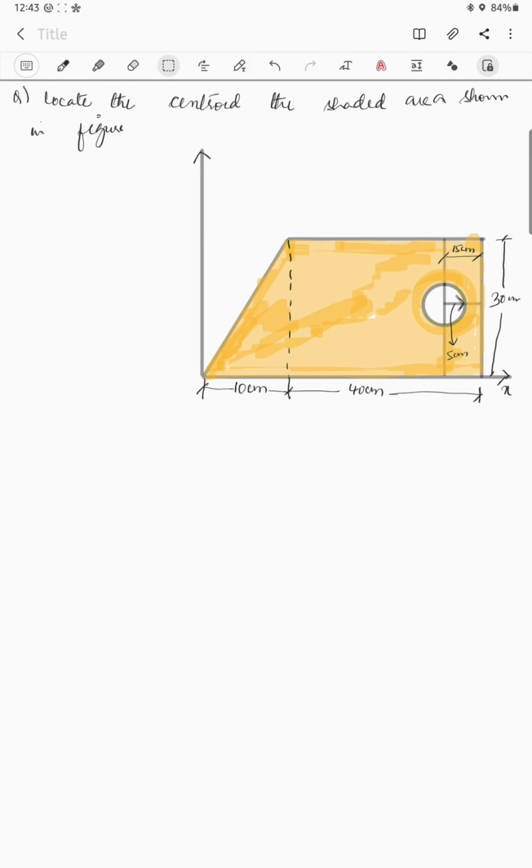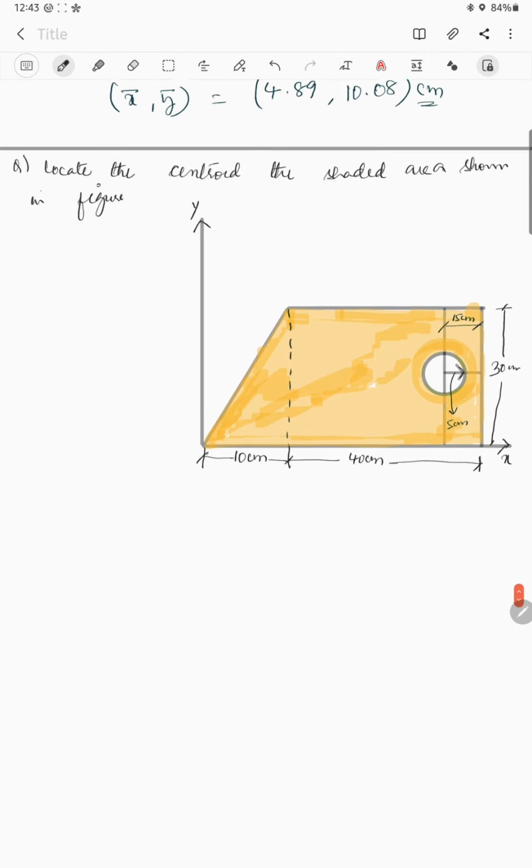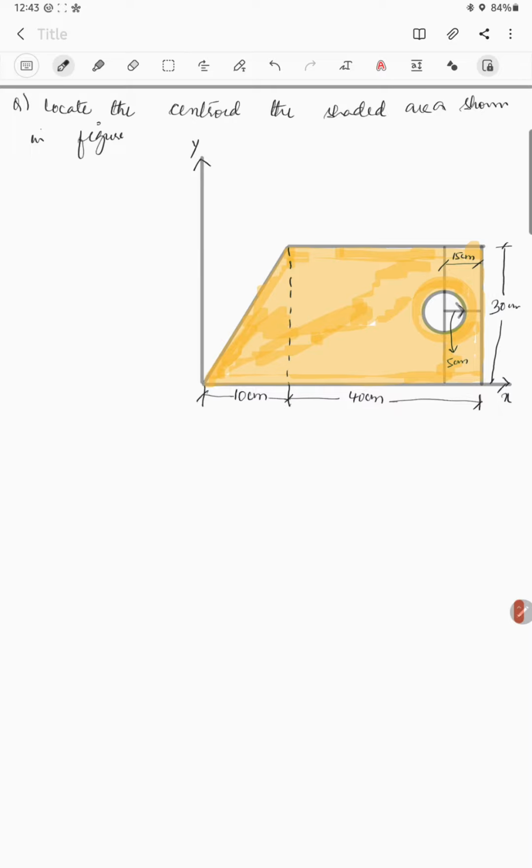So now in this problem, we have a figure. We have to locate the centroid of the shaded figure. The yellowish shaded area is to be calculated. We have to calculate the entire area, but we have to remove this circular part. What is the radius of this circle? The radius of the circle is 5 centimeter.